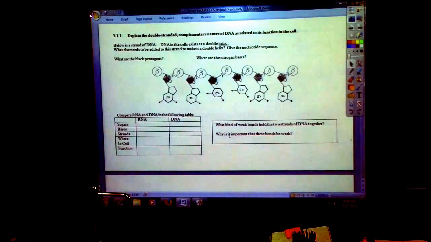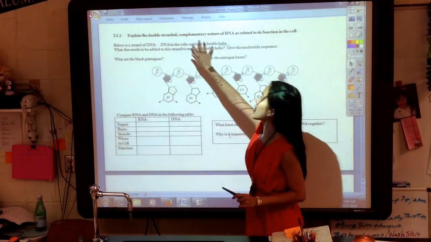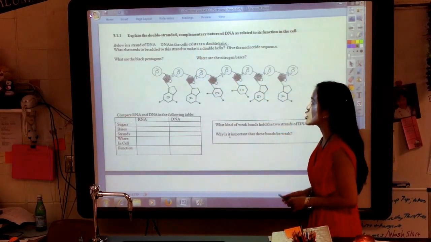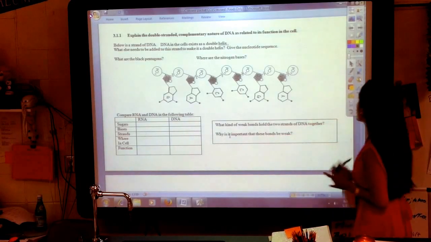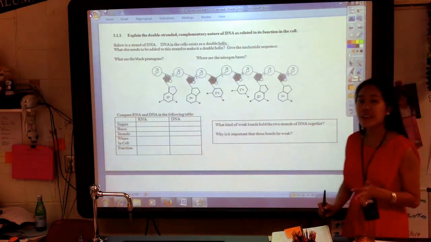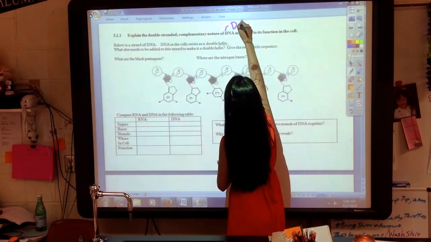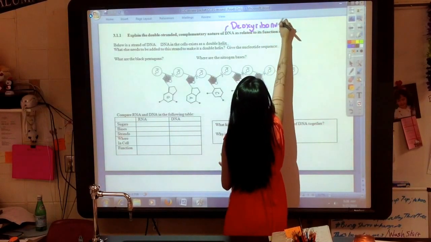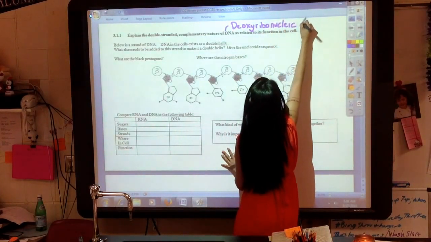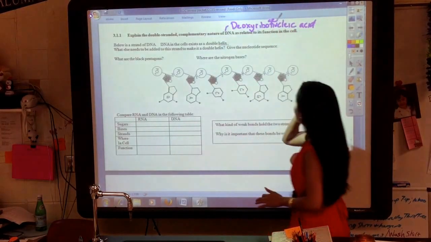So this is day 3 of our EOC review. And what we're going to look at first is the double-stranded and complementary nature of DNA. Let's remind ourselves of a couple things before we get started here. DNA, what does that stand for? Let's remember that it stands for deoxyribonucleic acid. Or I'm sorry, deoxyribose nucleic acid.